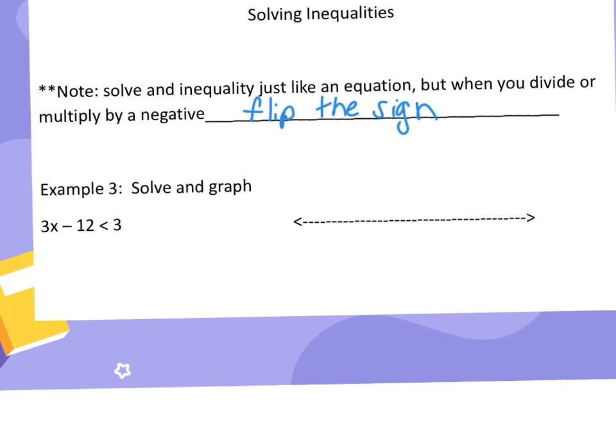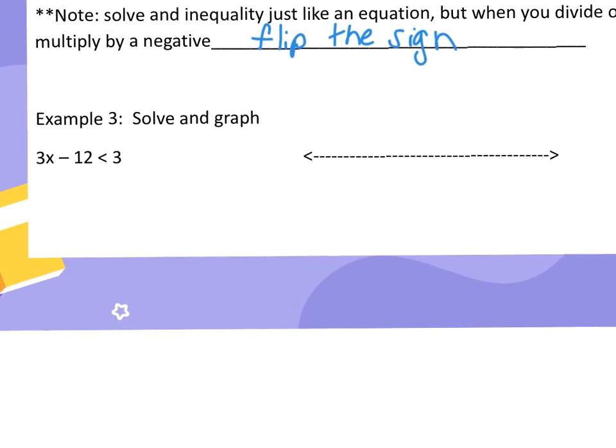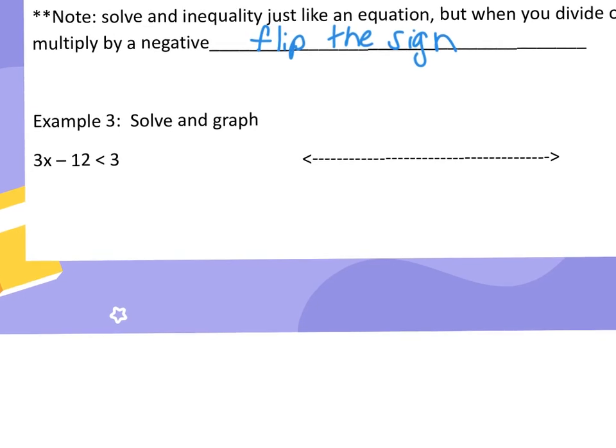We'll try an example. So again, just pretend this was an equation. Don't treat it any different, except for just make sure that you flip the sign if we divide by a negative. So let's try this one. Our first step is to do what? And if you need to draw a line still, you can. Yep, good. Add the 12. So we get 3x is less than 15, good.